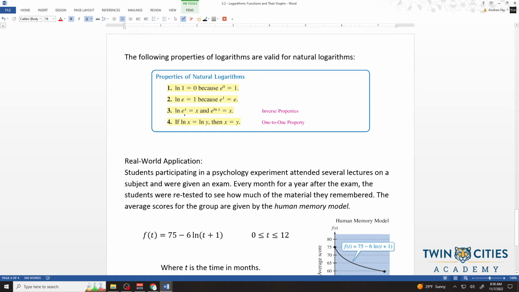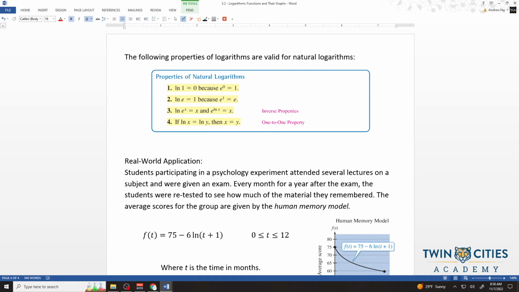And the natural log of e to the x equals x. And e to the natural log of x equals x. My inverse property, similar to the other ones. And my one-to-one property, if the natural log of x equals the natural log of y, then x equals y.